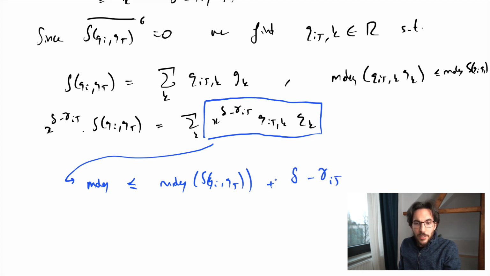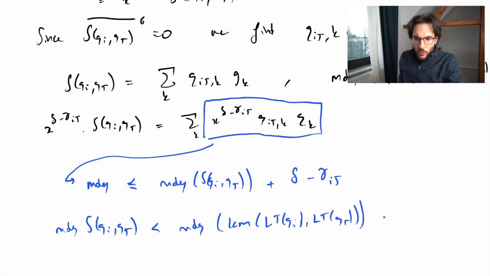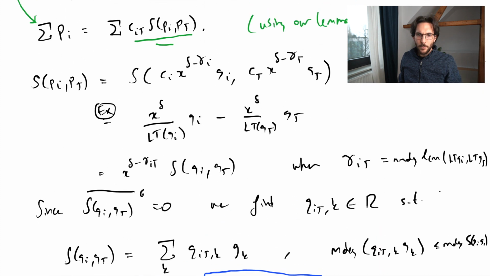But remember, the multidegree of the S-polynomial satisfies the following. It's strictly less than the multidegree of the least common multiple of the leading terms of g_i and g_j, which we define to be gamma_ij. So since this multidegree is strictly less than gamma_ij, I use this expression here to say that this multidegree is strictly less than delta. Now this allows me to conclude the proof, because let's go back up.